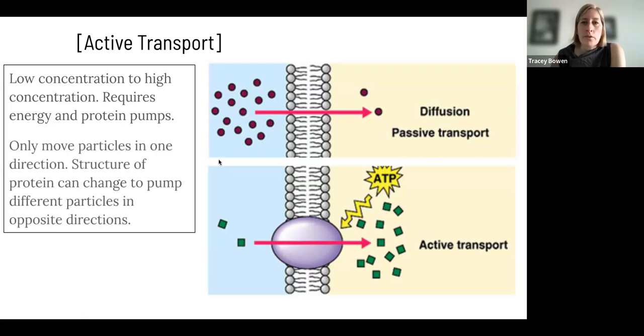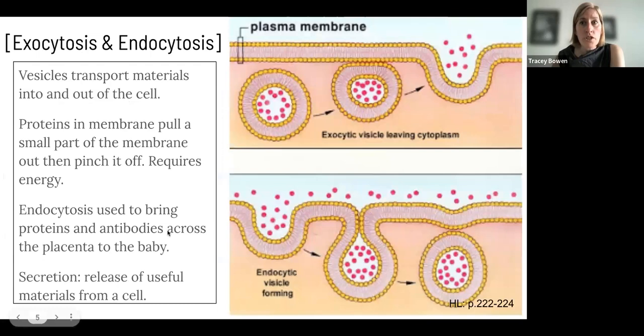And those particles are only going to move in one direction, though the protein structure can change so that certain molecules move one way and then other molecules move the other way. So that's true of a sodium-potassium pump, which is used in neurons. Sodium moves one direction, potassium moves the other. But in both cases of movement, they're still going to need to use ATP, which is the energy to move those molecules.